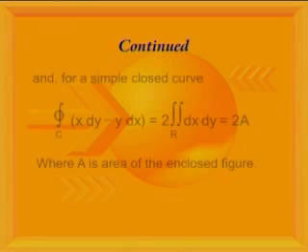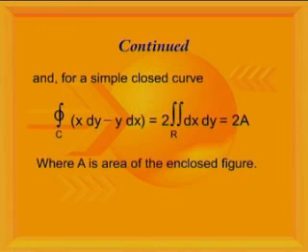And for a simple closed curve, the integration of x dy minus y dx along the closed curve C is equal to twice of double integral dx dy over the region R enclosed by that curve, and that is equal to twice of the area of that region.